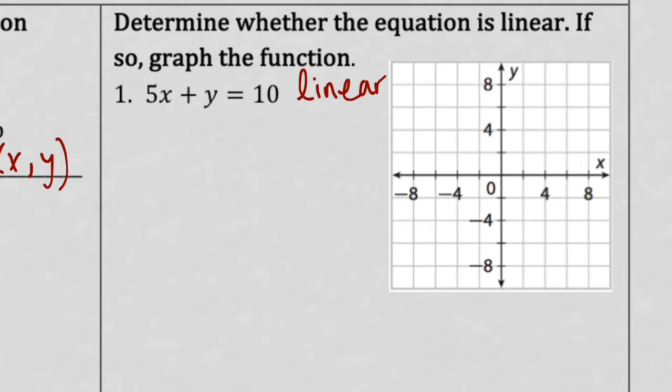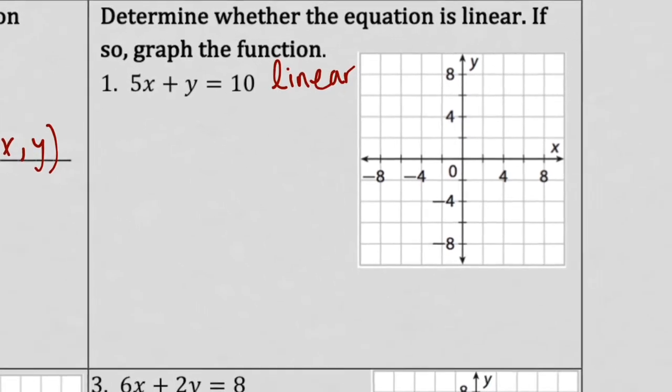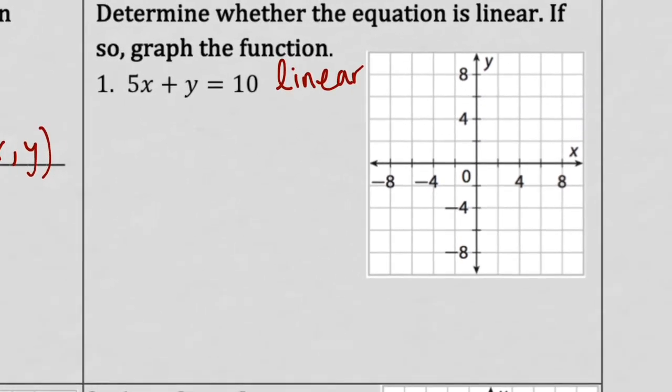And now we're going to graph it. To graph it, it is always going to be better if you solve the equation for y, meaning I want the y to be isolated. It's always going to be easier to graph it that way. So this one is not ready for graphing. I want to solve for y first.